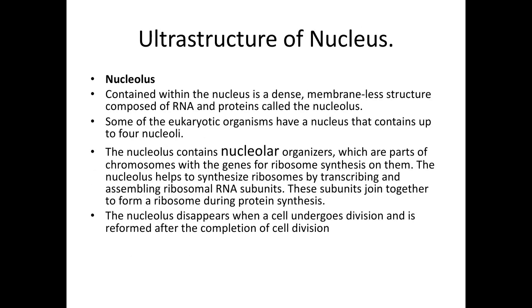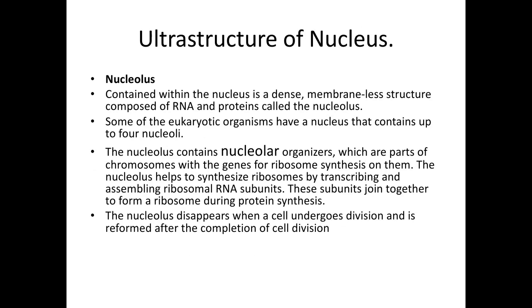Some eukaryotic organisms have a nucleus that contains up to 4 nucleoli. The nucleolus contains nucleolar organizers, which are the parts of chromosomes containing the genes for ribosome synthesis. The nucleolus helps synthesize ribosomes by transcribing and assembling ribosomal RNA subunits. These subunits join together to form ribosomes during protein synthesis.